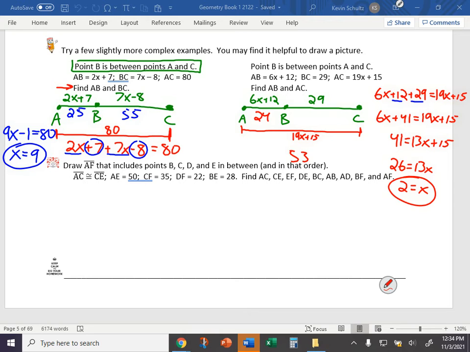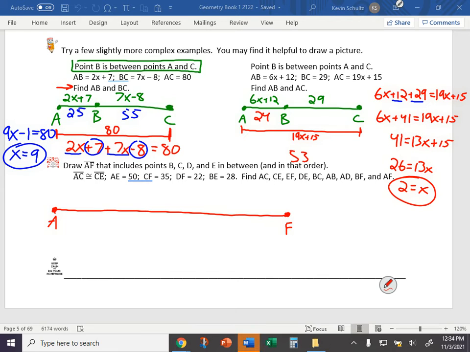Last thing we're going to do in class today, it says draw segment AF that includes points B, C, D, and E in between and in that order. Please do not draw this small. Let's stretch it out a little bit. Actually, I'm going to lower mine so I can write on both above and below the segment. Okay, so here is segment AF, and points B, C, D, and E are in between in that order.